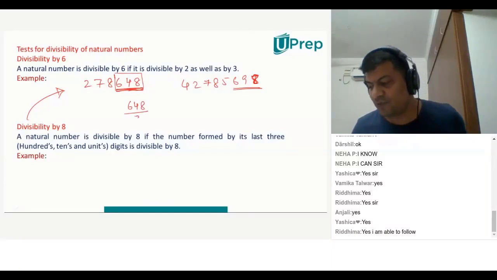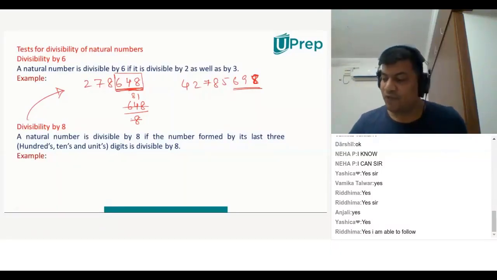648. I'm checking for divisibility by 8. I know 8 eights are 64, and 8 ones are 8. So you know 648 is divisible by 8. Therefore, this number is divisible by 8.